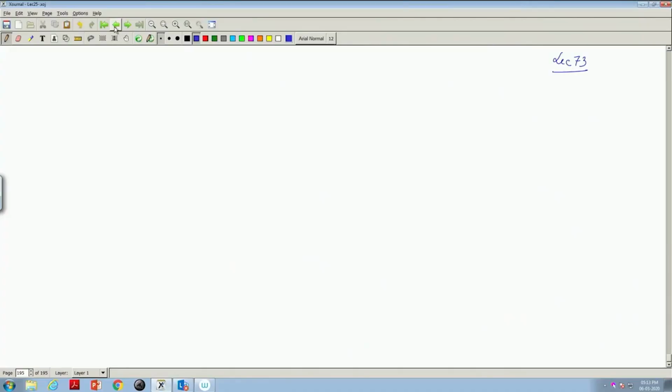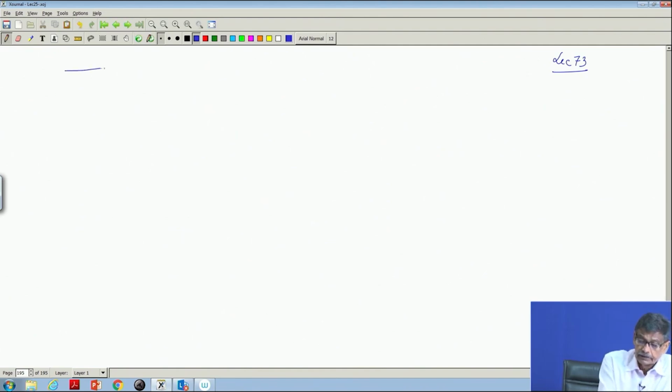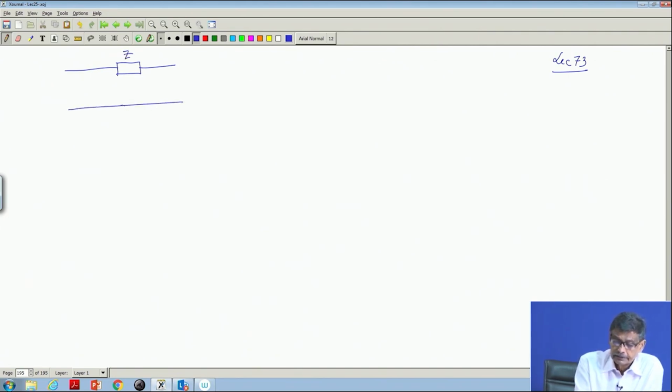We were discussing two port networks, and one example I took was a network that is as simple as this. This is a 3 terminal network. The number of terminals is 3, but the input ports are these two, with a common terminal. So this is V1, this is I1, but I should not play with the polarities that we have assumed, to be consistent all the time.